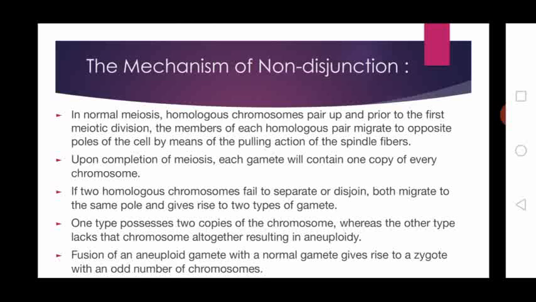If two homologous chromosomes fail to separate or disjoin, both migrate to the same pole and give rise to two types of gamete. One type of gamete possesses two copies of the same chromosome, whereas the other type lacks that chromosome altogether, resulting in aneuploidy. Aneuploidy we have already discussed. Fusion of an aneuploid gamete with a normal gamete gives rise to a zygote with an odd number of chromosomes.